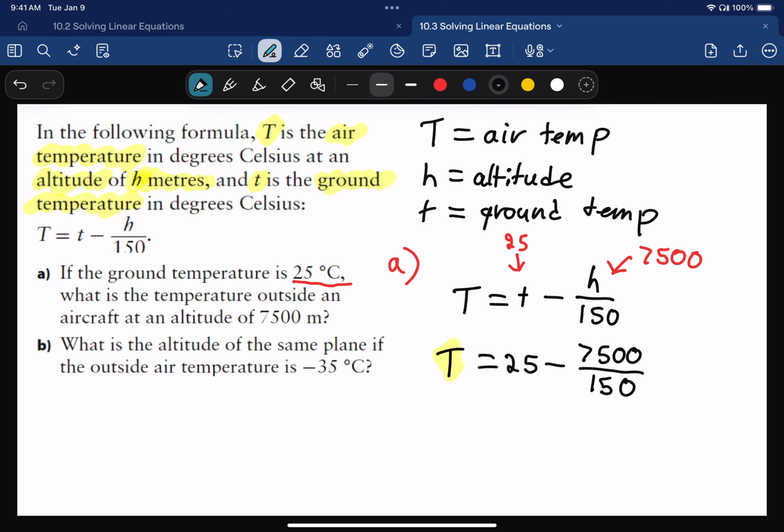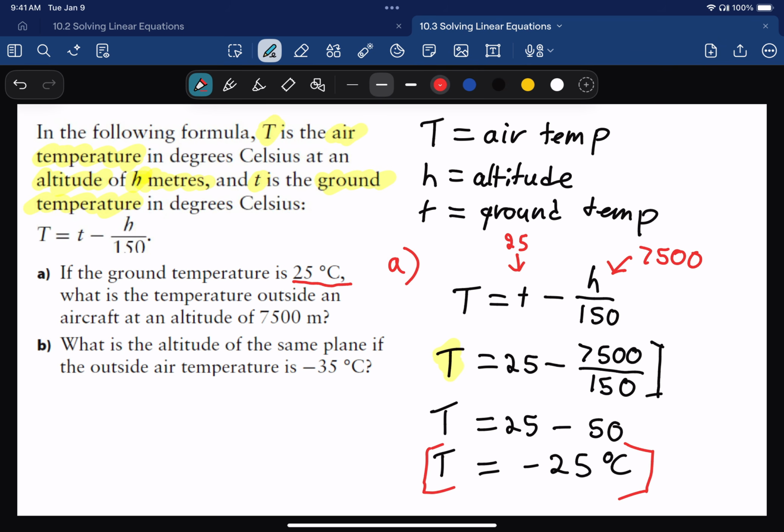Okay, so let's do the math on this. 7,500 divided by 150 is going to equal 50. So we have now 25 minus 50. I just plugged this into the calculator. And 25 minus 50 is going to equal negative 25. So there we go, that is how we do A. T equals negative 25 degrees Celsius. So there is how we get our answer.